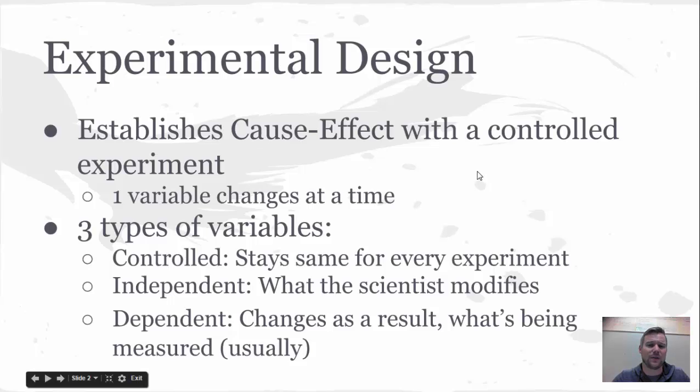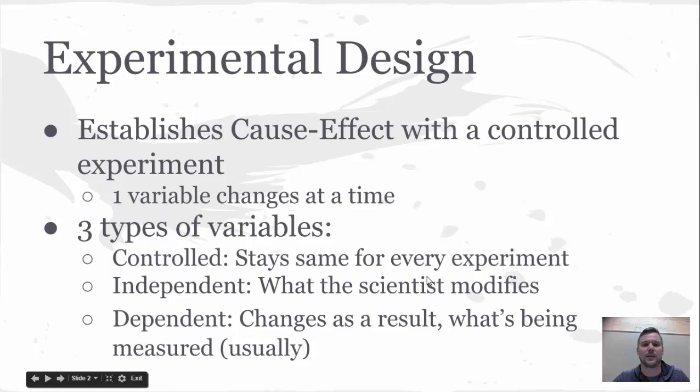Specifically, we have three different types of variables that we can talk about, three different vocab words, if you will. We have controlled variables. Those are items of the experiment that are being maintained the exact same throughout the entire experiment. We have the independent variable, which is the variable that the scientist or the researcher is specifically trying to manipulate. And then finally, we have the dependent variable. It depends on the independent variable to change. It's going to change as a result of the independent variable.